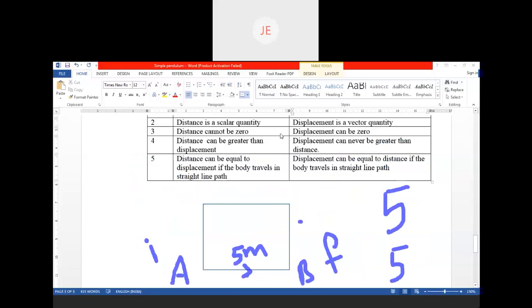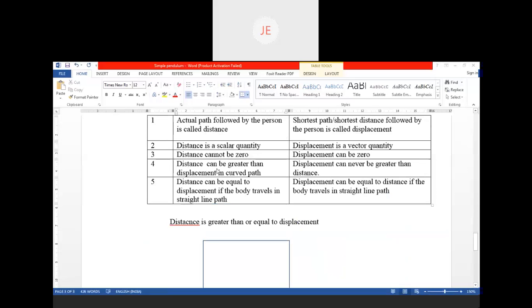So we can tell that distance can be greater than the displacement in a curved path, and distance can be equal to the displacement in a straight line path. So finally, we can tell that distance is greater than or equal to the displacement. But displacement cannot be greater than the distance. It is always less than or equal to the distance. Okay. That is the conclusion we can make out of it.